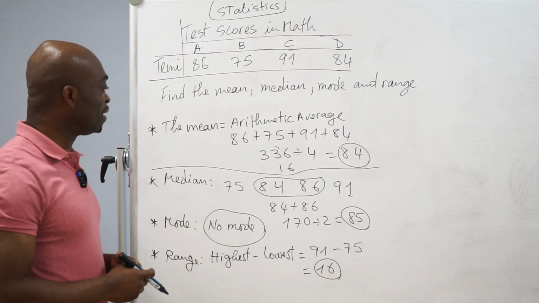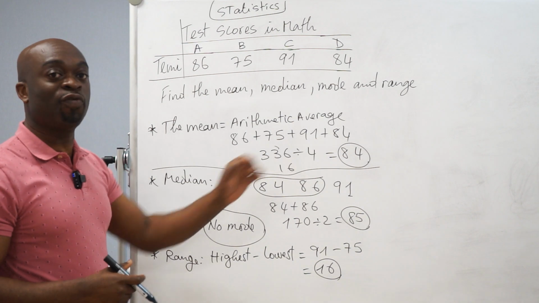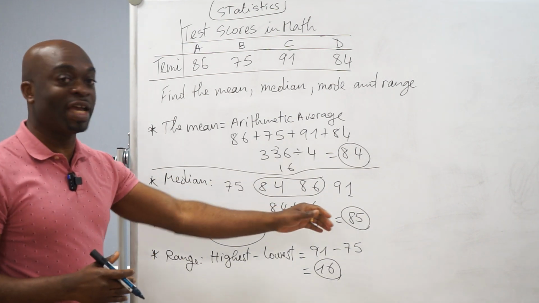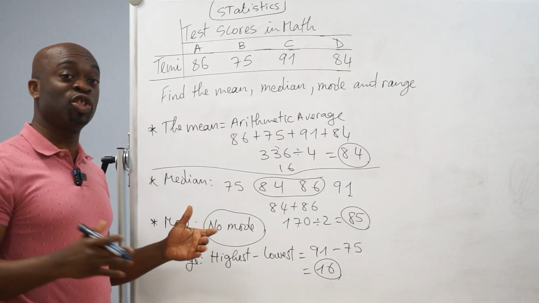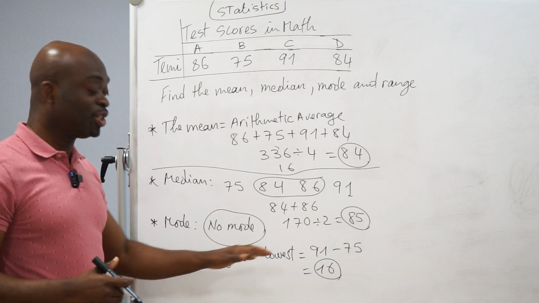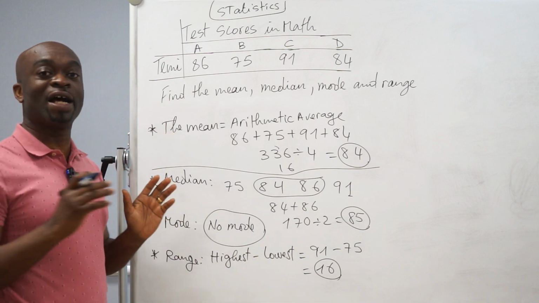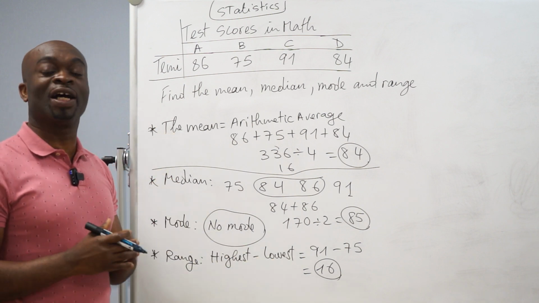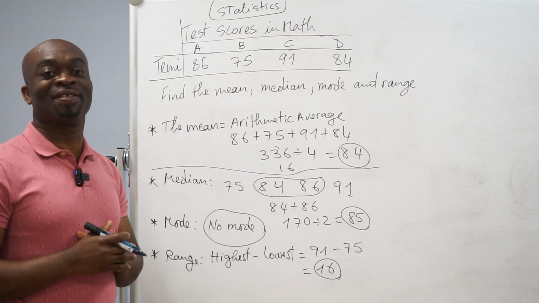So ladies and gentlemen, the mean is 84, the median is 85, the mode is no mode, and the range is 16. Simple as this. We have more to come, so get ready.